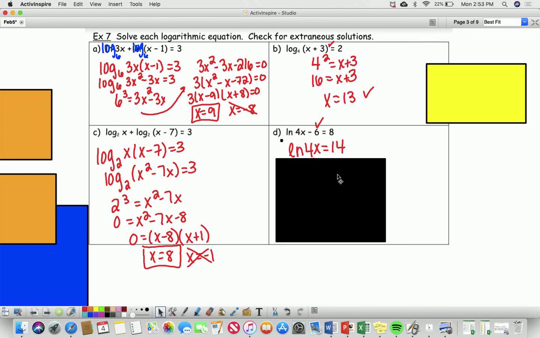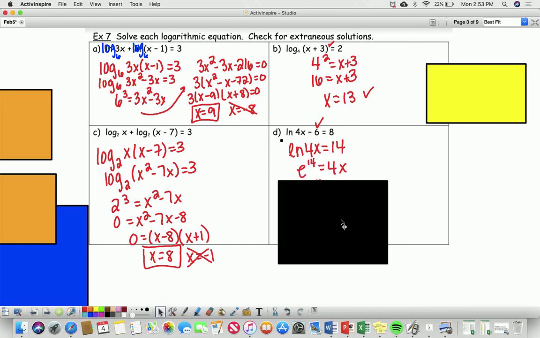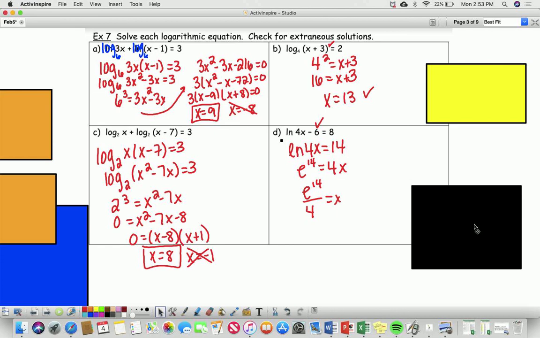Remember, to undo a natural log, that's when we do the e. So when I rewrote the natural log the other day, it was e to this number, so e to the 14 equals 4x. And by the other day, I mean before this notation. And then divide by 4 on both sides, and we're good. That's it. We only got one answer, so if I were to plug that in, we're positive, we are wonderful.